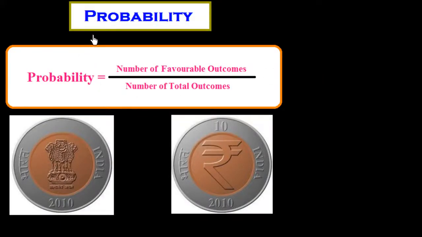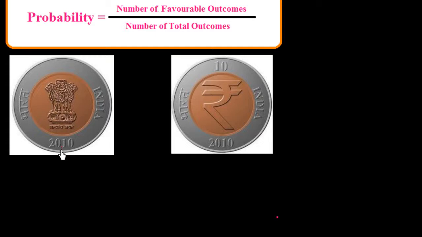Probability is equal to the number of favorable outcomes over the number of total outcomes. Look here, if you have a coin, this is the head of the coin and this is the tail of the coin. So what is head and what is tail? I explain first. The head is the face where any picture is shown on the coin, and the tail is the face where the amount of the currency is written. So this is our head and this is our tail.